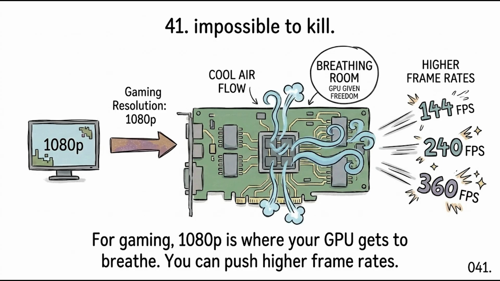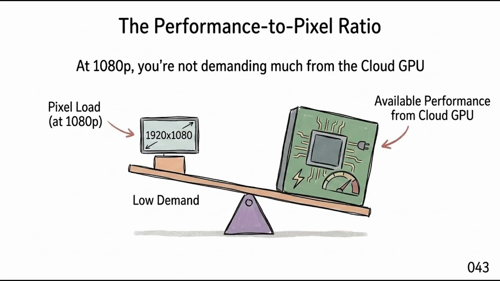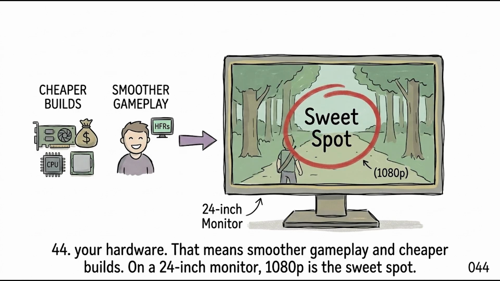For gaming, 1080p is where your GPU gets to breathe. You can push higher frame rates without needing an expensive card. A mid-range graphics card at 1080p handles almost anything at high settings. That's the real appeal. The important spec is the performance-to-pixel ratio. At 1080p, you're not demanding much from your hardware. That means smoother gameplay and cheaper builds.